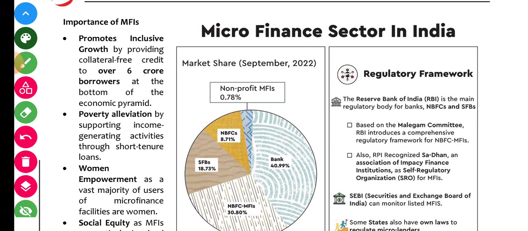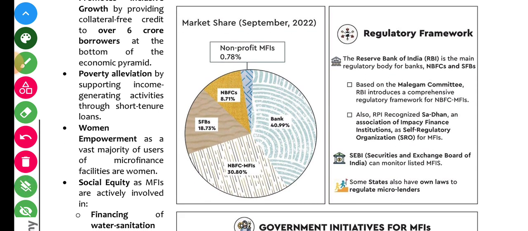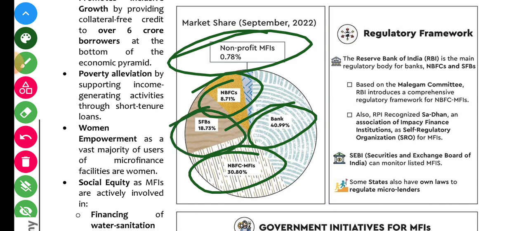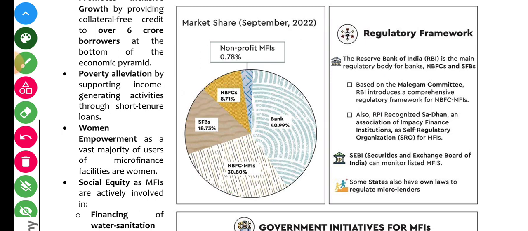for microfinance institutions. And you can remember the non-profit microfinance institutions 0.7%. Non-banking financial company: the largest is banks, which have 40.99% market share, and then non-banking financial companies, microfinance institutions 30.8%, then small finance banks 18.73%, then non-bank financial companies 8.7%. So keep this in mind.